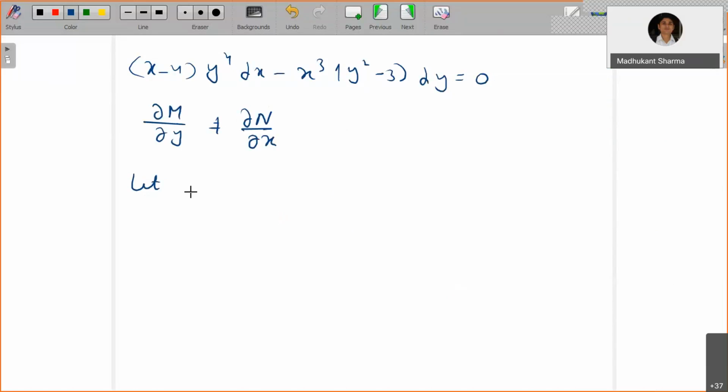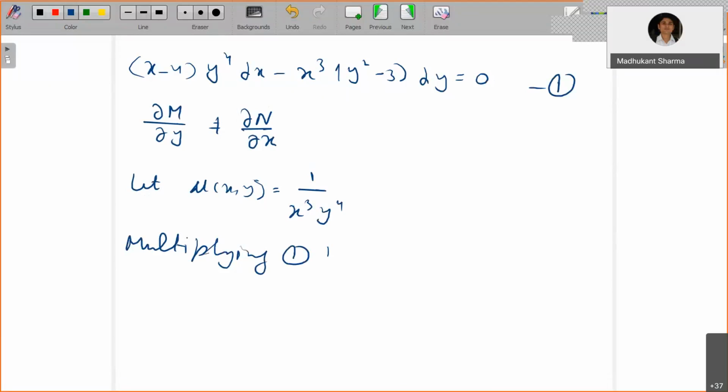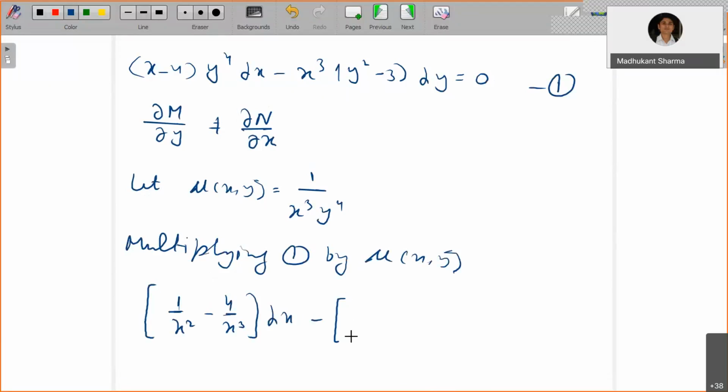Let mu of x comma y is equal to, we have already defined, 1 upon x cube times y to the power 4. So now multiplying by 1 by mu of x comma y, the simplified form is going to be (1 by x square minus 4 by x cube) dx minus (1 by y square minus 3 by y to the power 4) dy equals to 0.